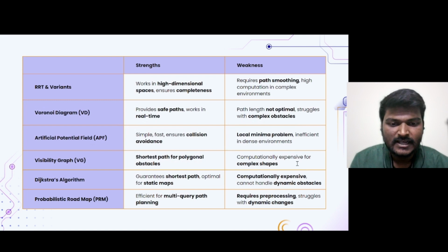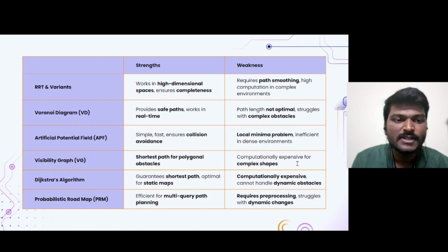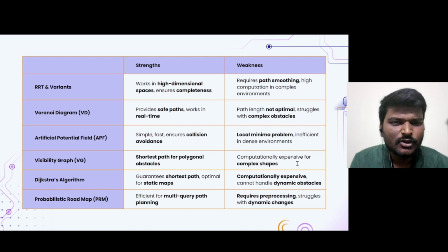RRT. RRT is rapidly exploring random trees. It is a sampling-based method used for pathfinding in high-dimensional spaces. Sampling-based methods utilize random samples to make decisions, estimate values, or solve problems. They are often employed when it's unfeasible to analyze an entire dataset or problem space exhaustively.